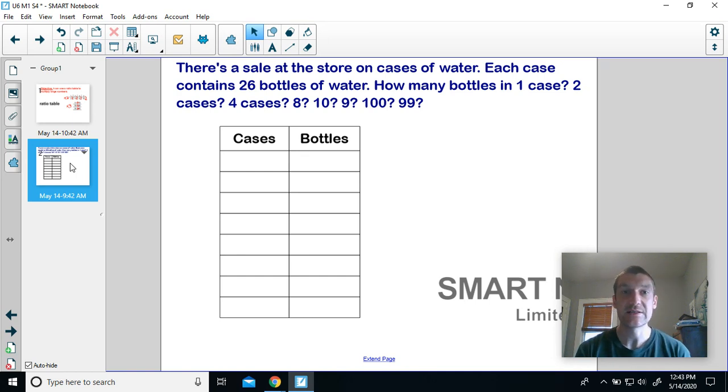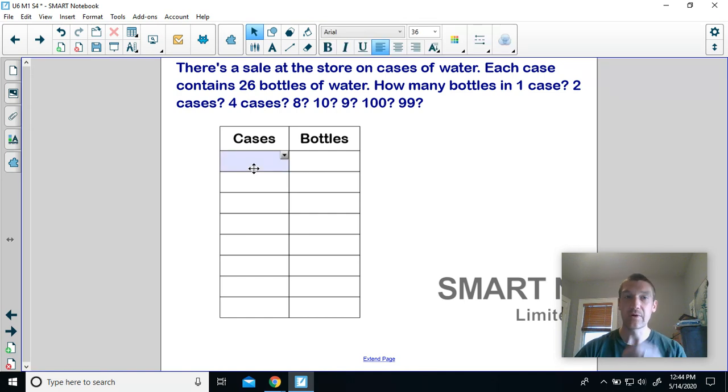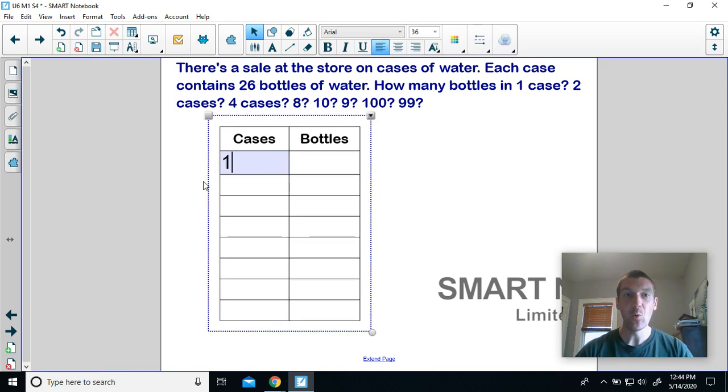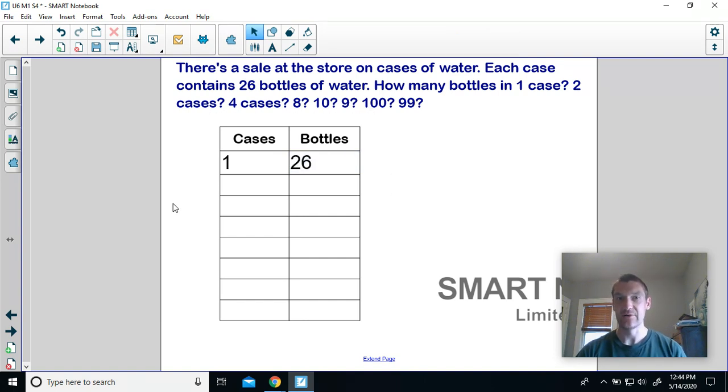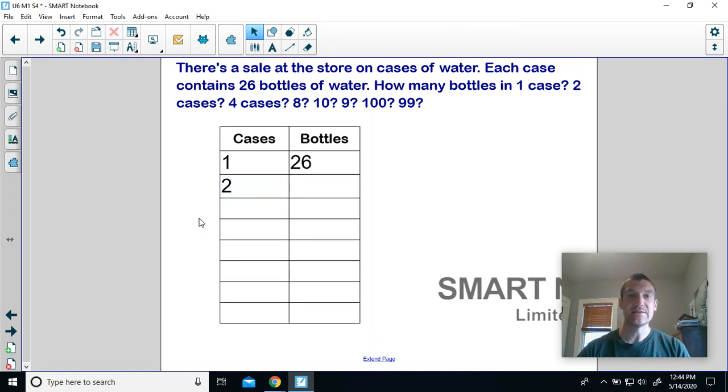So here's the problem. It says, there's a sale at the store on cases of water. Each case contains 26 bottles of water. How many bottles in one case? 2 cases? How many in 4 cases? And then we have a series of numbers to do, 8, 10, 9, 199. So I'll start off with the first one. One case. It tells us each case contains 26 bottles of water. So one case would contain 26 bottles. So far, so good. What if we had 2 cases now?